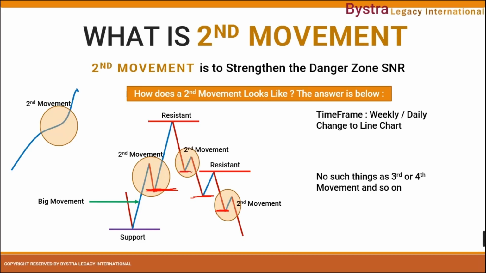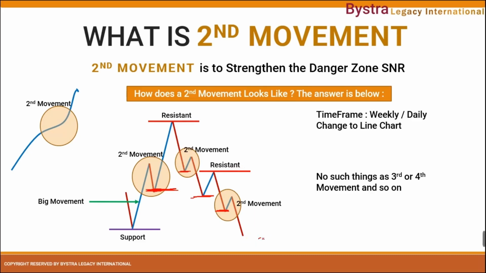Your support. So normally, what price does is like this. Even though this is a second movement, it doesn't mean that we will ignore this area. We will still mark this as our danger zone, as a monitoring area. But most likely the price will react towards a support and resistance that is very strong when there is a second movement. It is normally at this area, this area, or this area.